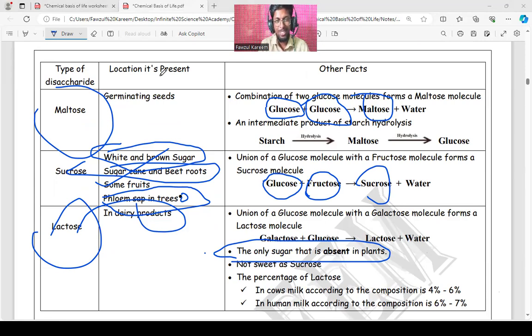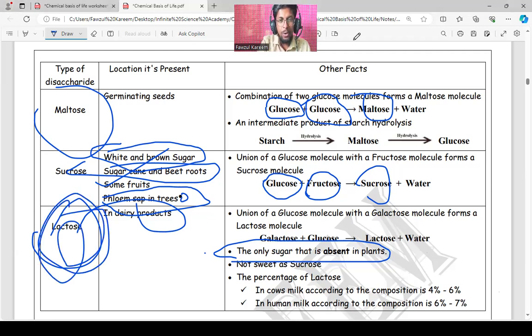Okay, very good. Lactose. Please memorize. Okay, Priya, you haven't said the answer, right? So what is the answer? It is lactose. This is the only sugar that is absent in the plant. Lactose is only present in animals because of the milk. Is there milk in the plants? Lactose can be seen in the milk, the dairy product. Can we get the dairy product from the plant? No, right? So lactose is absent in plants, right?